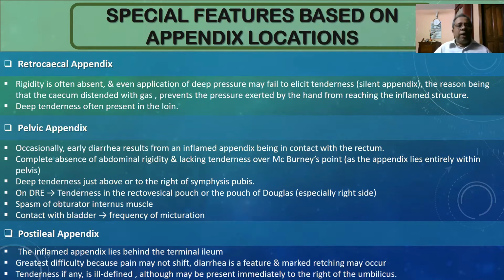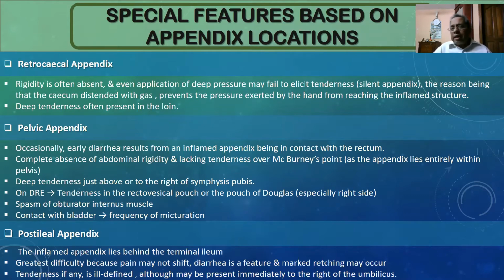Another one is the pelvic appendix. Occasionally, early diarrhea results from an inflamed appendix being in contact with the rectum. There is complete absence of abdominal rigidity and lack of tenderness over McBurney's point, as the appendix lies entirely within the pelvis. Deep tenderness just above, and to the right of, the symphysis pubis may be elicited, or may fail to be. On digital rectal examination, it is an important rule.